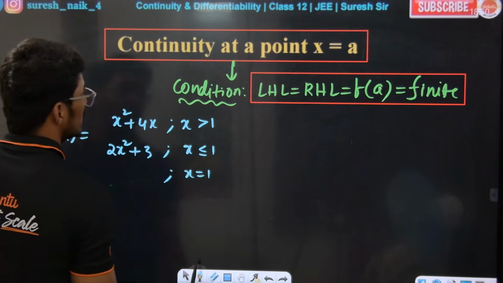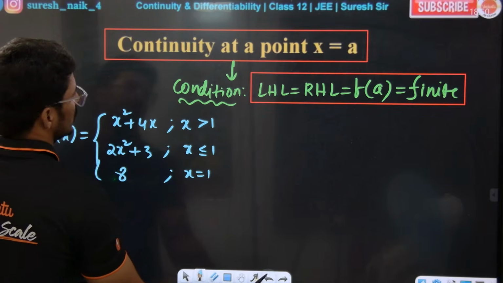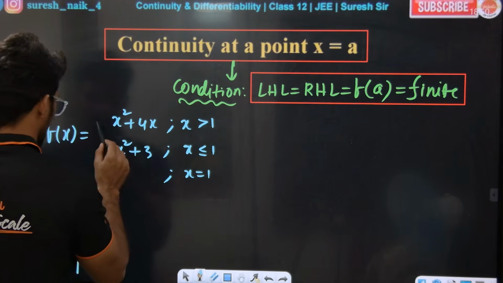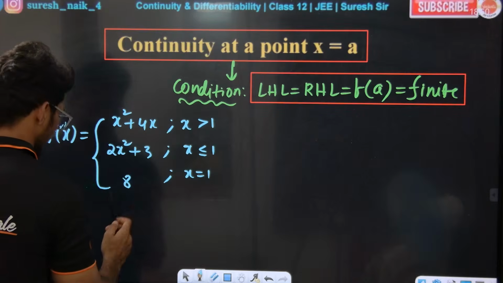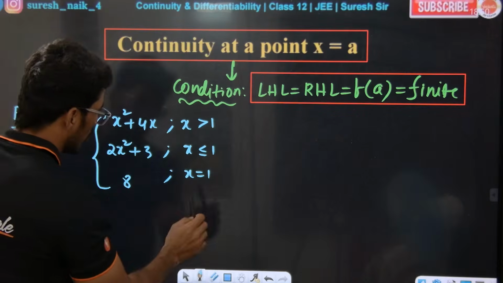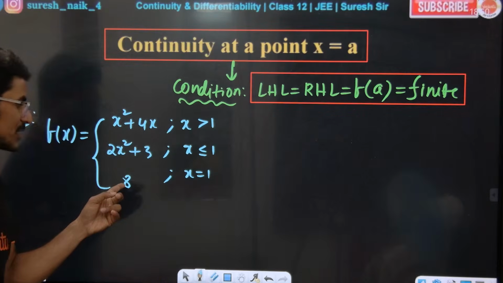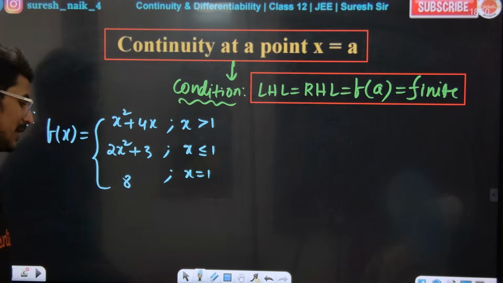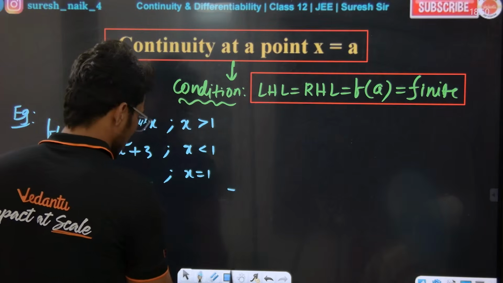Or Chintu, the function is 8 when x is equal to 1 exactly. Basically 8. Okay, now listen to the class. Let me take something like this.